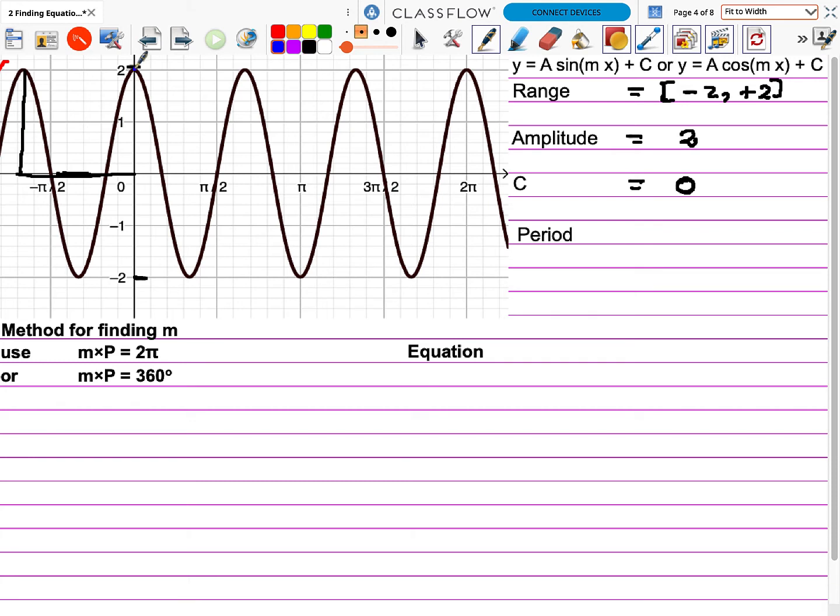So I go to where the graph is touching the y-axis. This time it is above the middle line, and it's coming down. Now, because it's above the middle line and coming down, I actually know it's not a sine, so therefore it must be a cosine curve. So it's coming down, and now I want to work out what the period is.